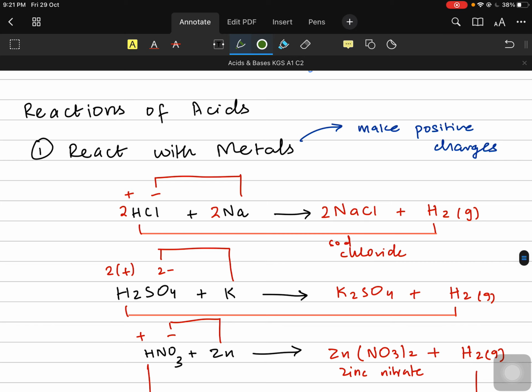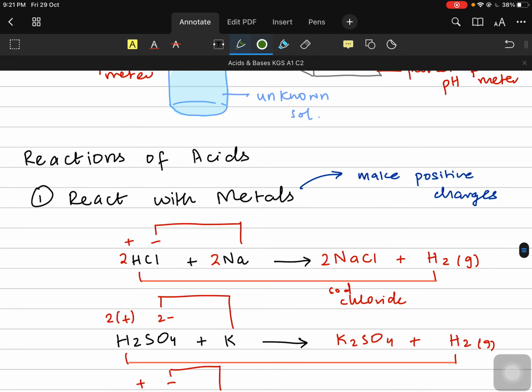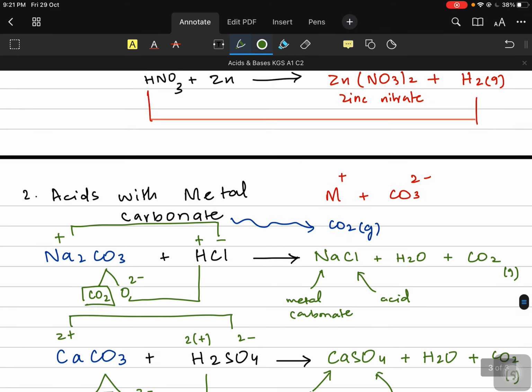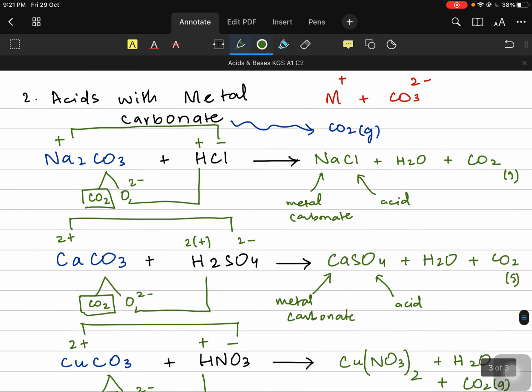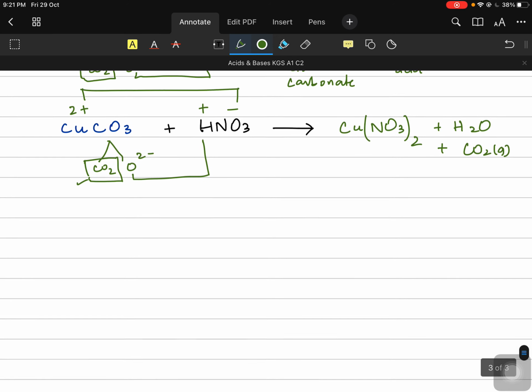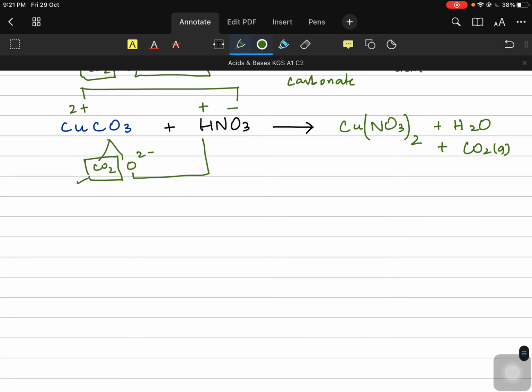So acids react with metals to make hydrogen gas, and they react with metal carbonates to give out carbon dioxide gas. In the next video, we'll be talking about their reaction with bases, particularly neutralization. So we'll catch up in the next video.